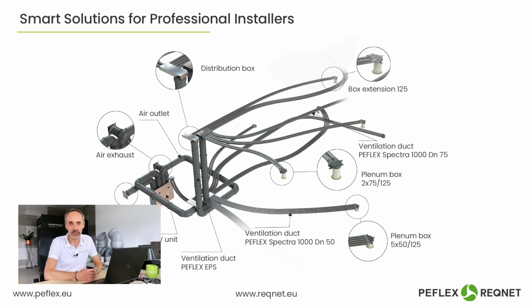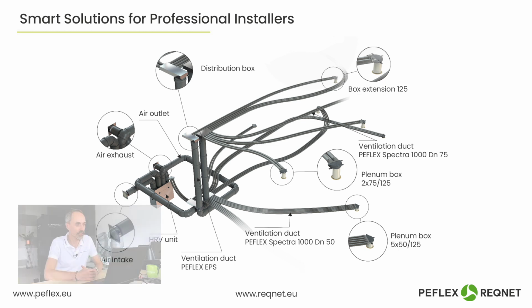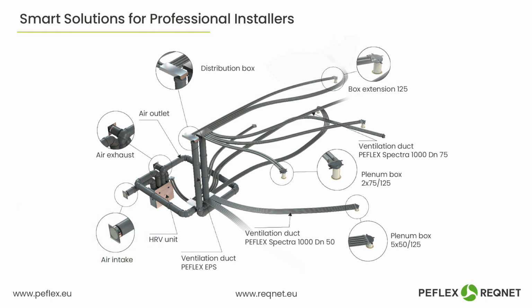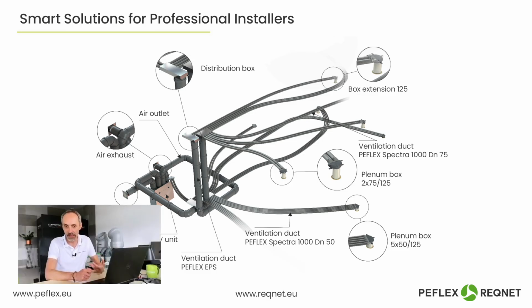Here's an example of an installation diagram. So, the main collector ducts between the ventilation unit and the supply and exhaust distribution boxes, as well as the connections to the intake and exhaust grills, and also between the distribution boxes and the plenum boxes. This is how it might look, right?